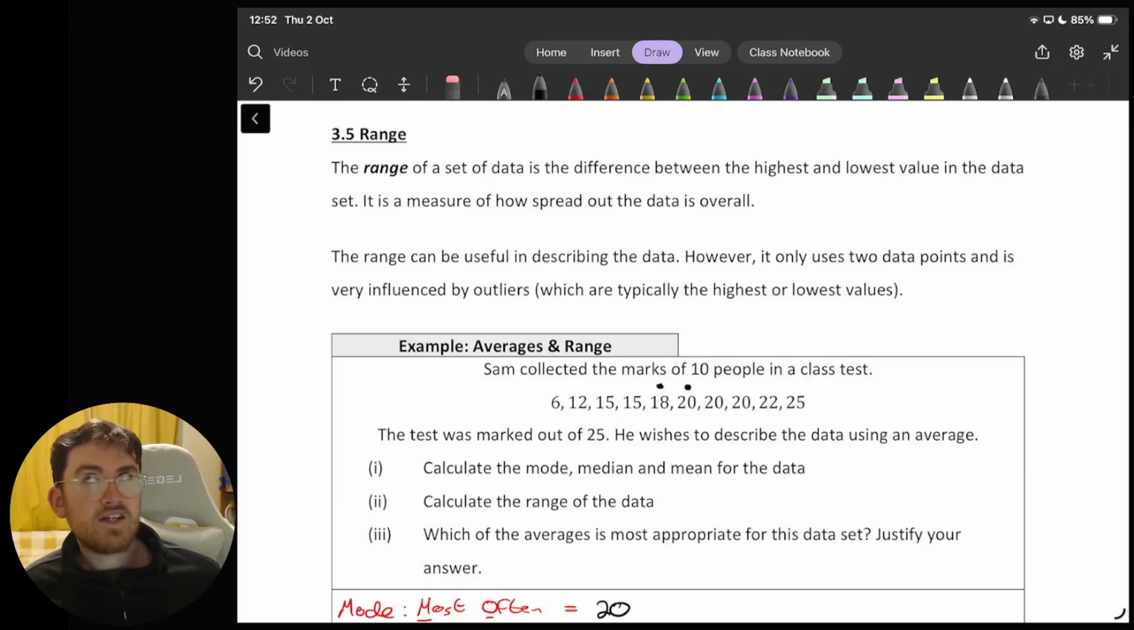So the range looks at the variability of the data as opposed to the average value of the data. The range of a data set is the difference between the highest and the lowest value. It's just a measure of how spread out our data is.